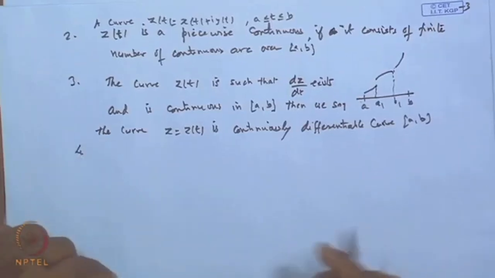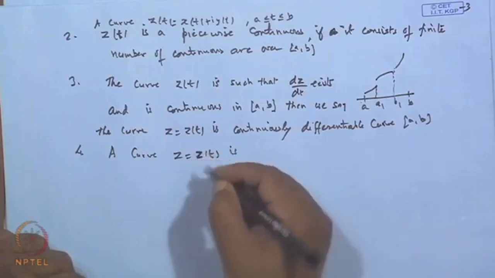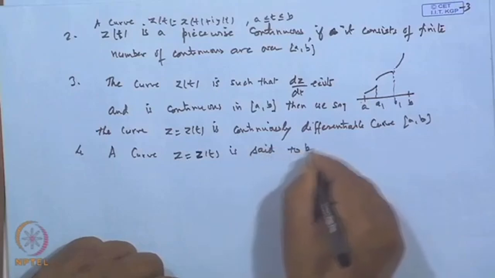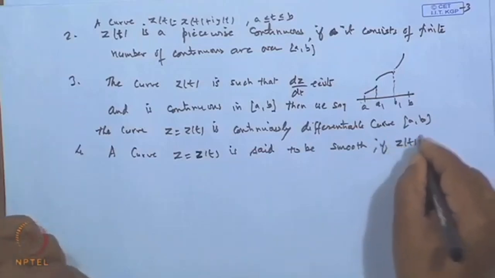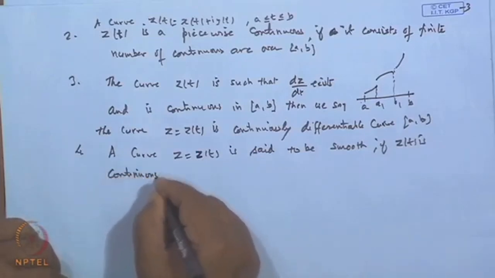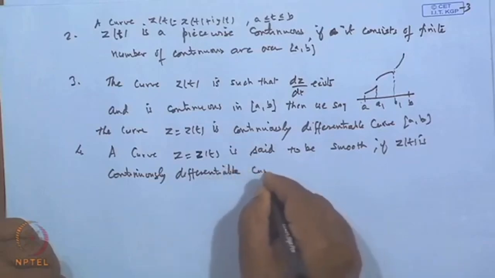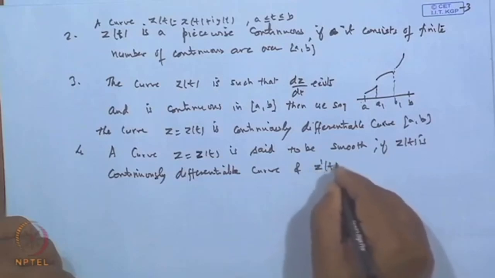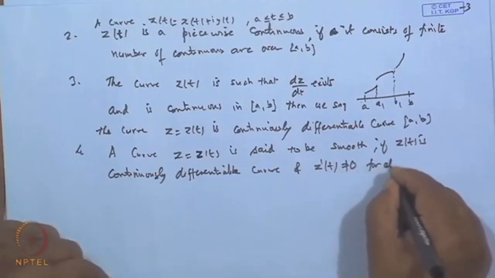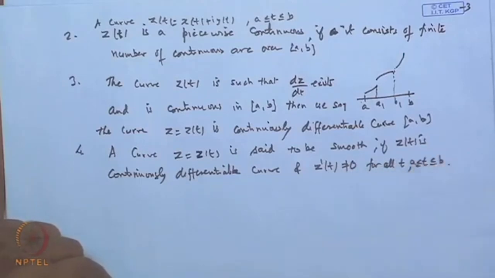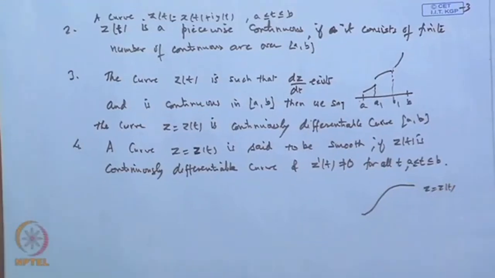Another definition: a curve z equal to z(t) is said to be smooth if z(t) is a continuously differentiable curve and the derivative of this function z(t) is not equal to 0 for all t lying between a and b. That is, the curve is such that it is a continuously differentiable curve.